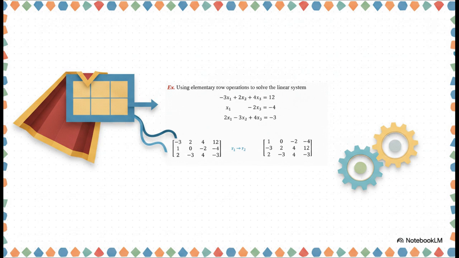And right away, there's a highly strategic move to make. The middle equation starts with a clean 1. So our very first move is a row swap. We pull that equation right up to row 1, because having a 1 in that top left pivot position just makes the rest of our puzzle so much easier.